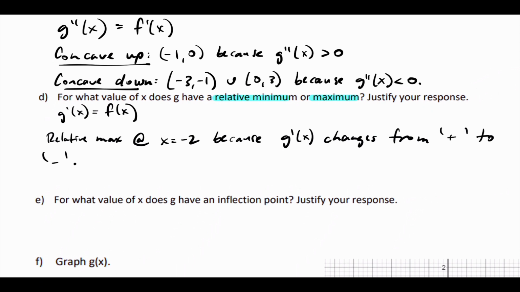It's important to note the change from positive to negative. Otherwise, we wouldn't know if it's a relative maximum or a relative minimum. We would just say it's one of the two. So there is no relative min. No relative min. Because there is no change from negative to positive, only from positive to negative. Okay, good.